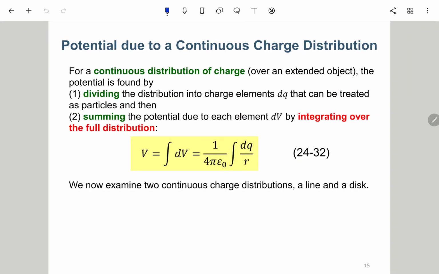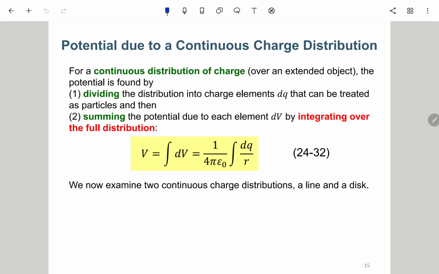Okay. So next, potential due to a continuous charge distribution. So just what we did in chapter 22: first single charge, next multiple charge, and then continuous distribution. Then we need to cut it into many small pieces, and then we try to find the small dv, and then add them together as an integral. So this is what we did here.